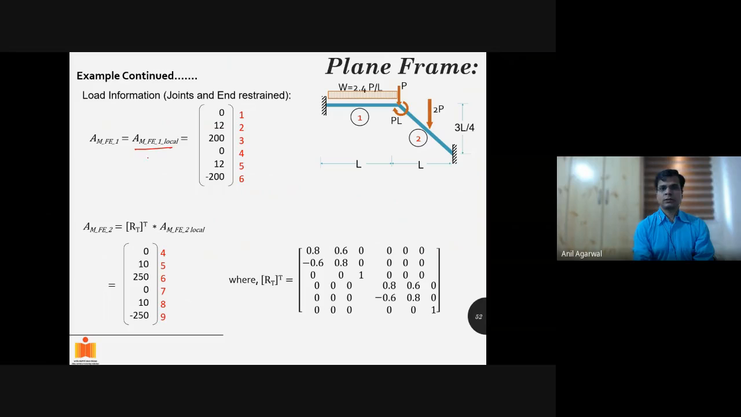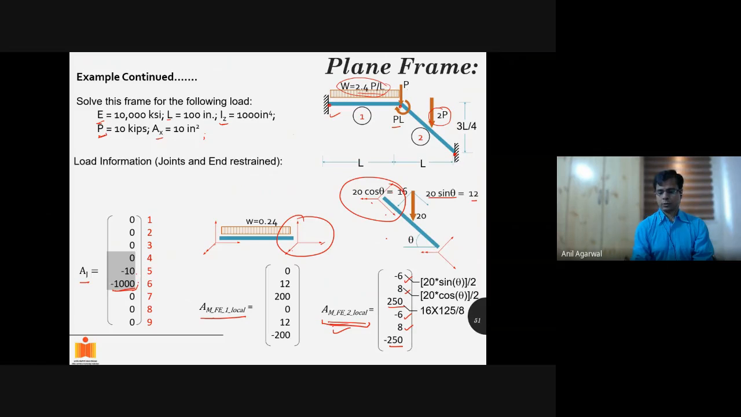So this is the vector in the local coordinate system. This we just calculated 0, 12, 200 for the first member. So no transformation required. For the second one, however, in the global coordinate system, it will be RT transpose multiplied by AM2 local. So AM2 local was 0, 10, 250, if you remember. I'm sorry. Let me go back.